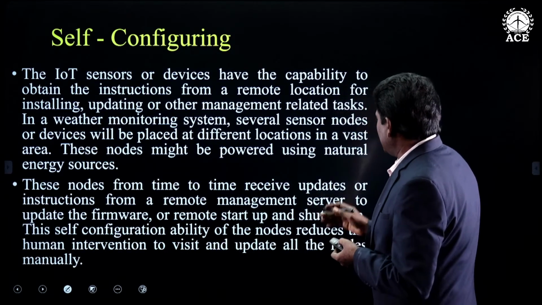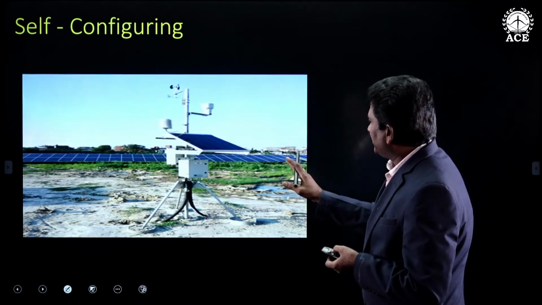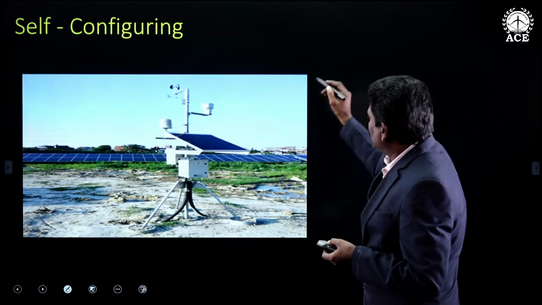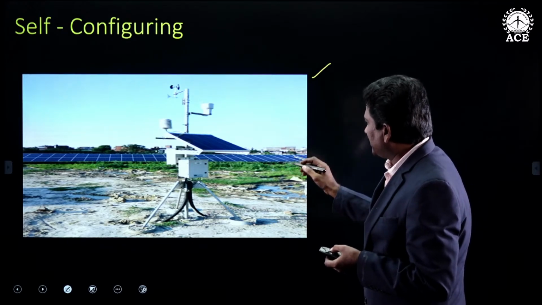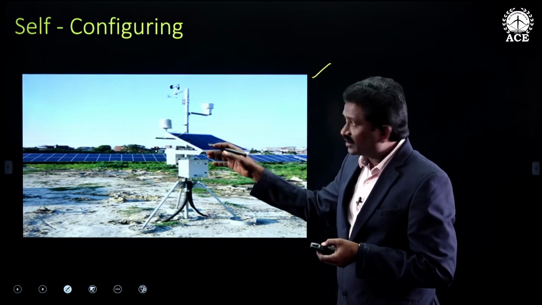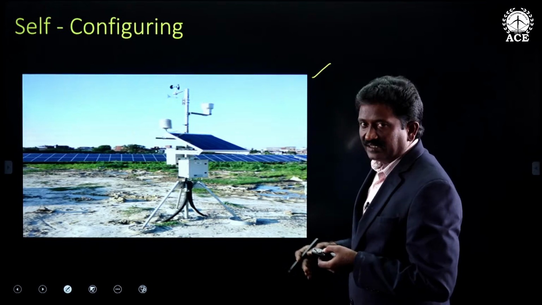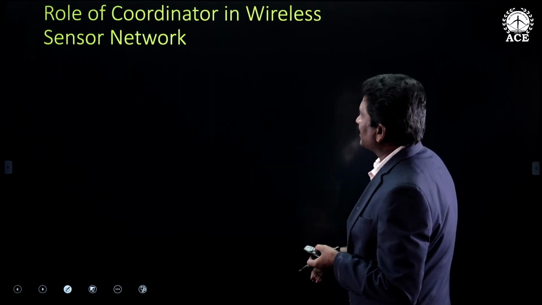using some natural energy sources. For example, I have given one image. This is self-configuring. It is located in some remote area, so with the help of an IoT device, you can control such types of devices also.